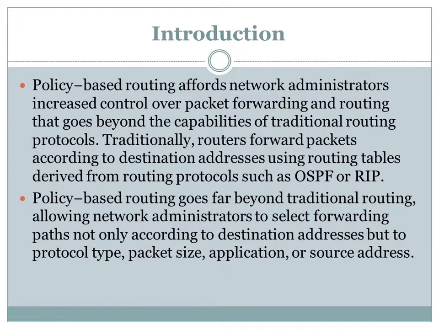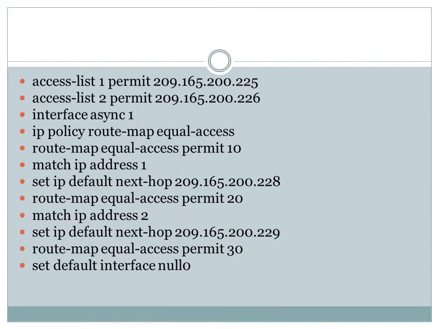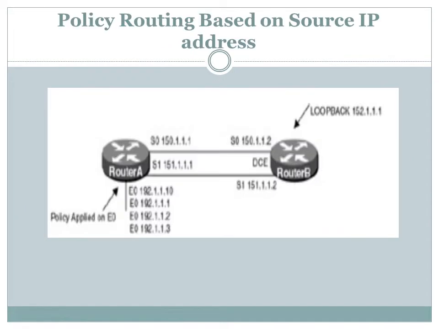Okay, so coming back here, let me give you an example directly, not looking at theory. We have two interfaces, serial 0 and serial 1. And I say whenever traffic is coming from one source address, it must be forwarded on to serial 0, and whenever traffic is coming from another source address, then it will be forwarded on the second line, serial 1.